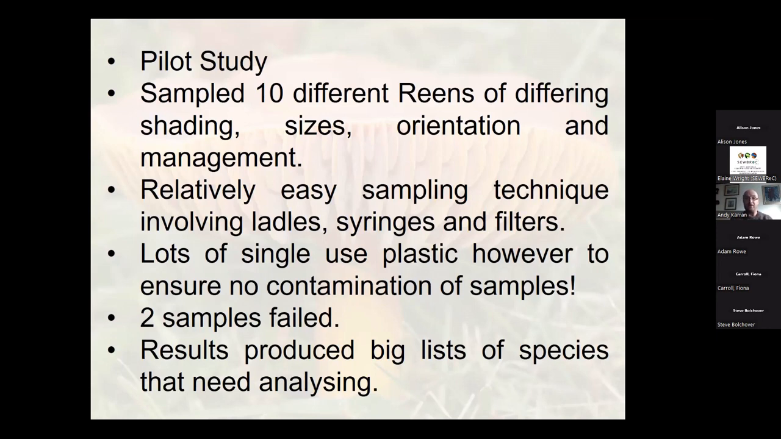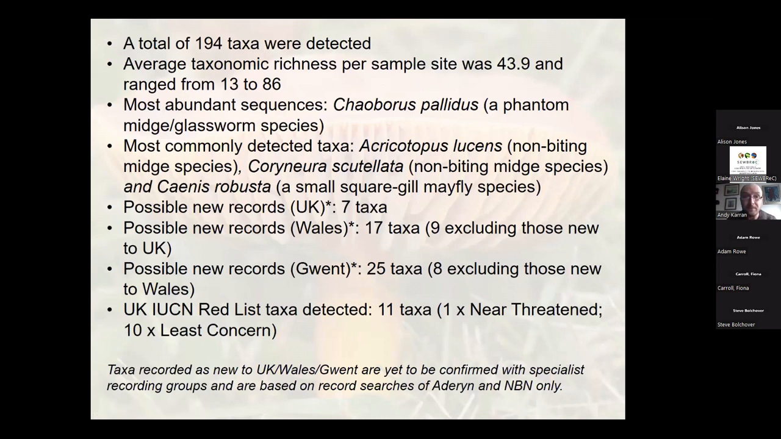We had to be very, very careful to avoid contamination. It basically involved ladles, syringes and filters. We ended up with a filter paper, which had loads of water pushed through it with a syringe, which we then sent off. There was lots of single-use plastic, which wasn't ideal, but that's what we needed to do. So we sent off our 10 samples. Two of them failed. I'm not quite sure why, but we didn't get any results back from them. But we did from the other 8. I can't see at the top of my page, but I think we had about 180 different species returned.